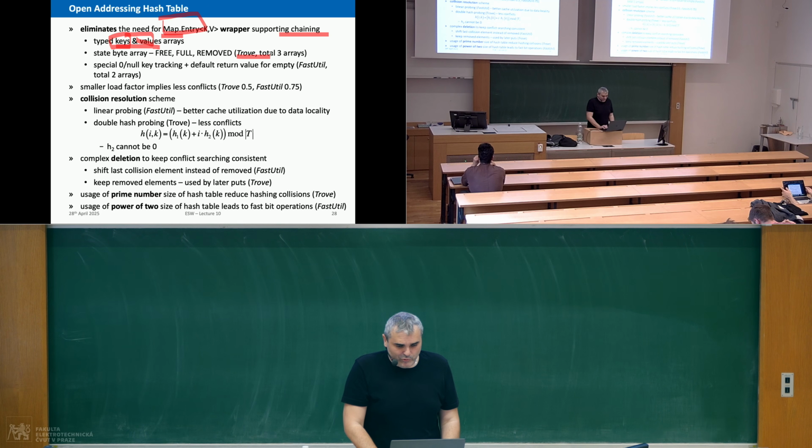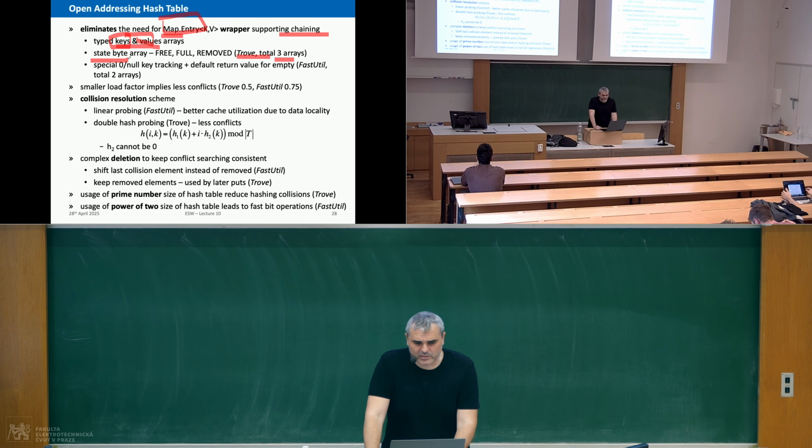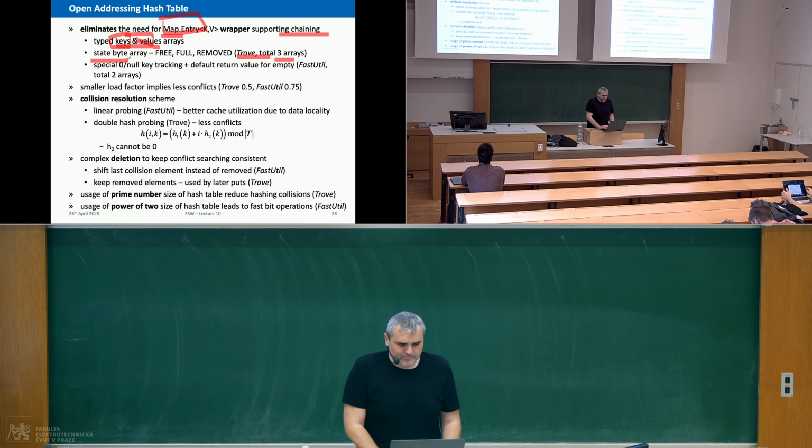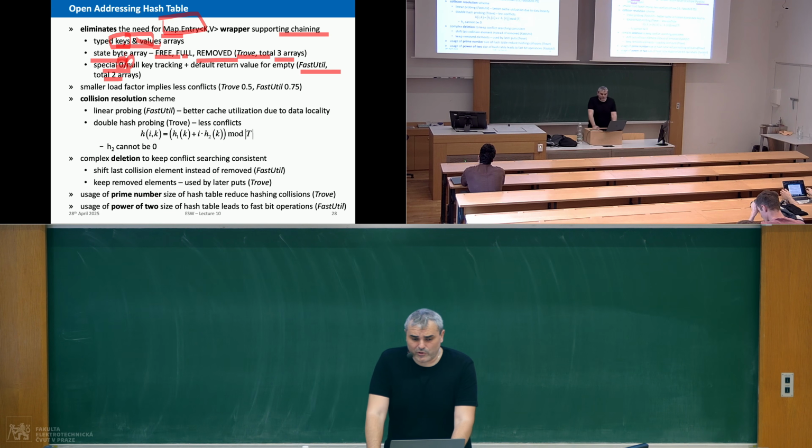There are two approaches. Trove uses another array, so a third array, called the state array. It's a byte array, so it contains a number of elements equal to the size of the hash table, multiplied by 1 byte, holding constants: free, full, or removed information. It consumes a little bit more memory. Or in the case of fastutil, which uses just two arrays, only for the key and value, there is a special tracking for empty, which can be modified. By default, it's 0, or null if it is a reference, used for empty.